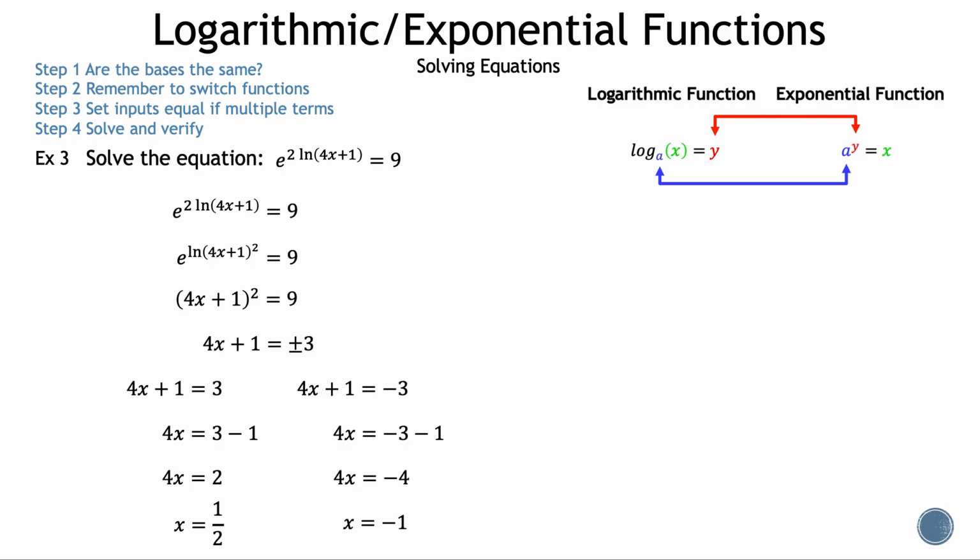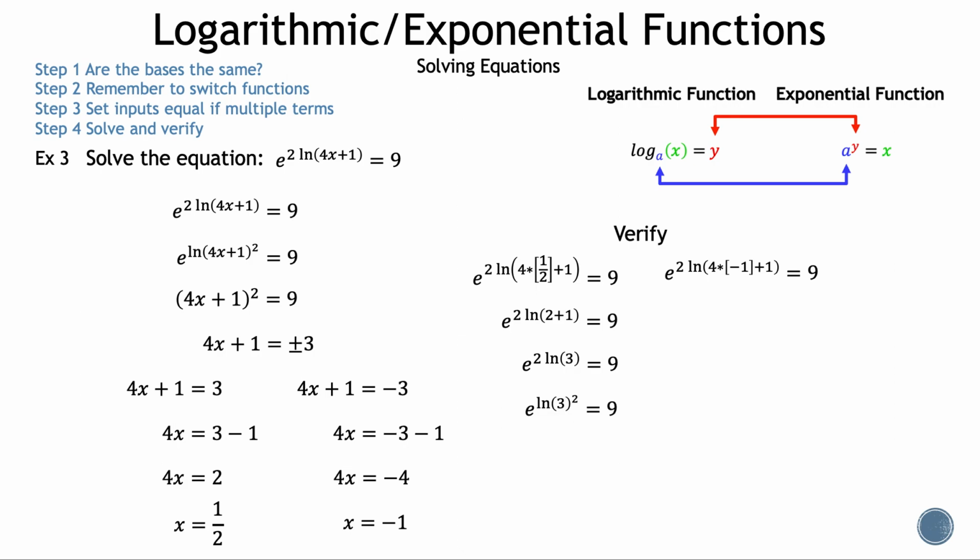Remember that second key bit that we talked about with the definition of a log? That the input must be positive? Well, now we have to verify. So let's substitute 1 over 2 and negative 1 into the original equation. Let's start with e raised to the 2 times the natural log of 4 times 1/2 plus 1 is equal to 9. Let's simplify. And 4 times 1/2 is 2, and 2 plus 1 is 3.